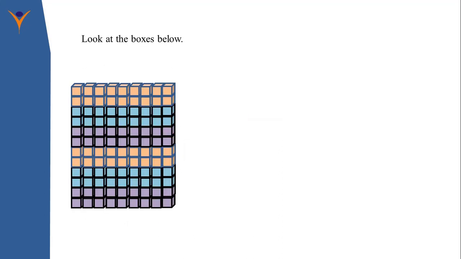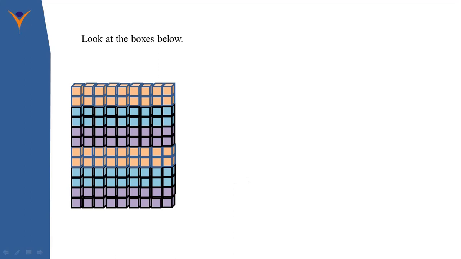I want you to look at the boxes below. If you look closely, you would see that we have 1, 2, 3, 4, 5, 6, 7, 8, 9 columns. And then if you count downward, 1, 2, 3, 4, 5, 6, 7, 8, 9, 10, 11, 12. You'll see we have 12 rows.